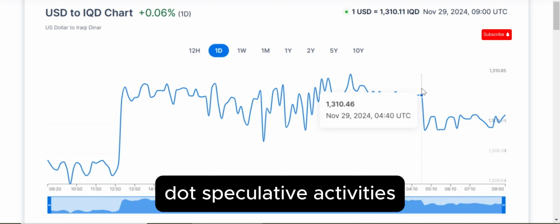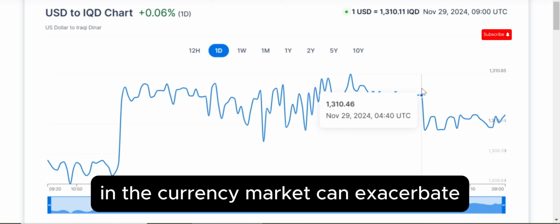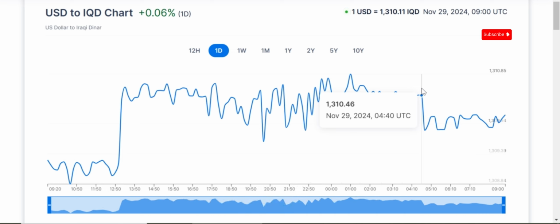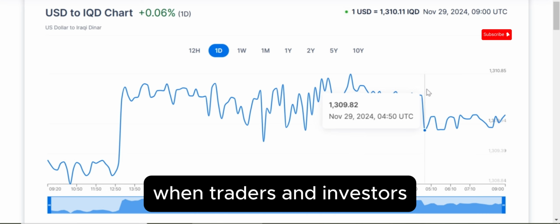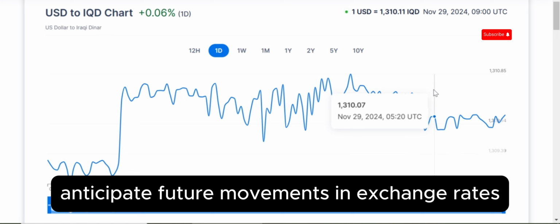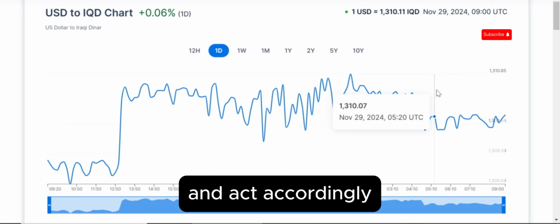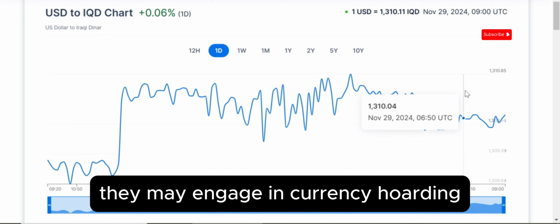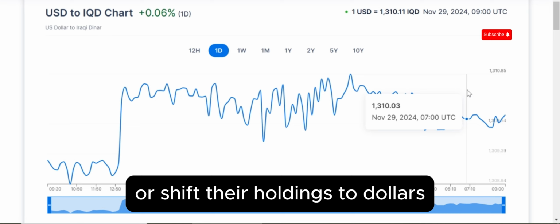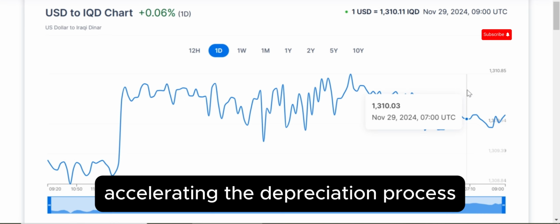Speculative activities in the currency market can exacerbate the volatility of the VND. Currency speculation occurs when traders and investors anticipate future movements in exchange rates and act accordingly. If market participants expect the VND to weaken further, they may engage in currency hoarding or shift their holdings to dollars, accelerating the depreciation process.